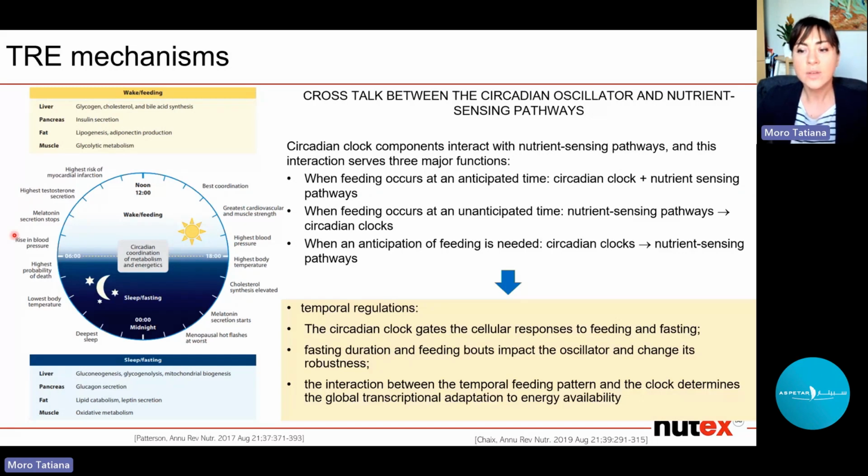now. But when feeding occurs at an unanticipated time, the anticipatory response driven by the circadian clock and the acute response that has been initiated by the nutrient sensing pathway act together, and so they re-regulate themselves. And the next time we will start to feel hungry a little bit earlier, because the previous time we ate, the food came way earlier than what we were expecting.